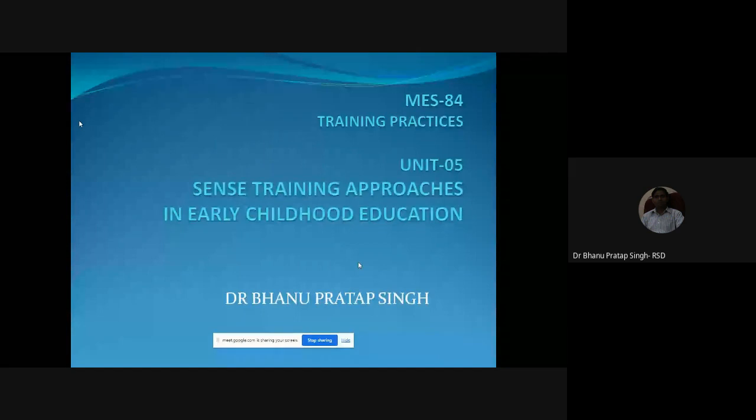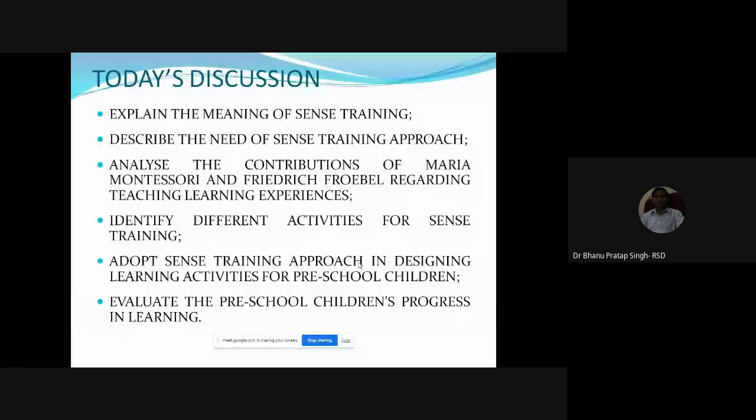In this unit, we will discuss sense training, or first what is sense, and then sense training. Then, what are the needs of sense training approaches? Then the contributions of two special contributors, Montessori and Froebel, because they have contributed a lot as far as pre-education and childhood care education is concerned.